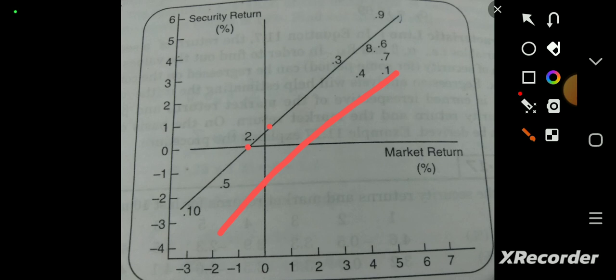So, we can say that security characteristic line can be obtained on the basis of security returns and market returns. However, it can also be fitted by taking the excess returns. The excess returns are calculated by subtracting the risk-free rate of return from both the security returns and the market returns.